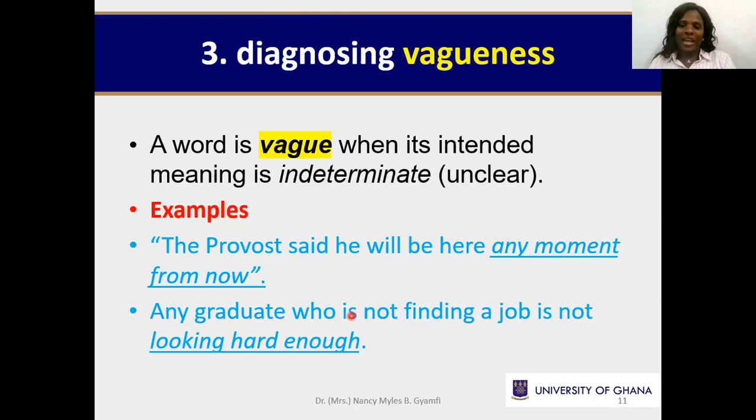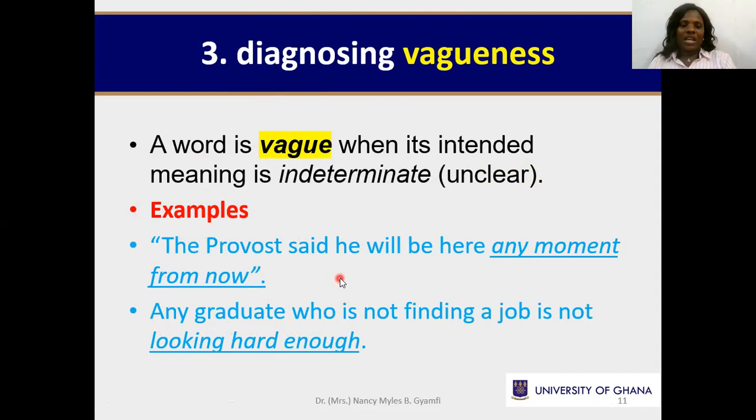Your textbook has some fine examples: any man who is not sleeping with a lady, or forcing a lady to have intimacy, is not a real man. Now that is problematic. What does it mean to be a real man? So those of us walking around are not real. All right, so that is vagueness.